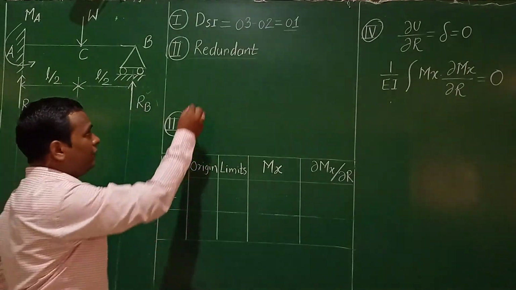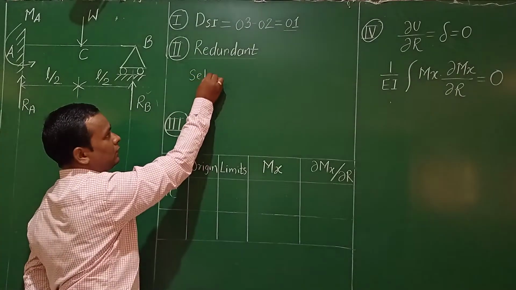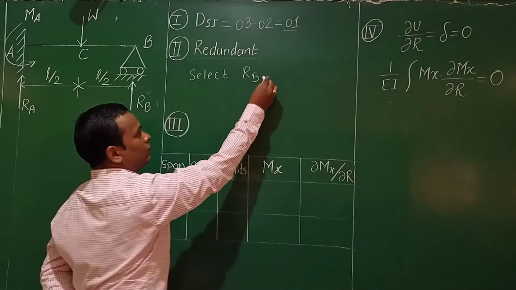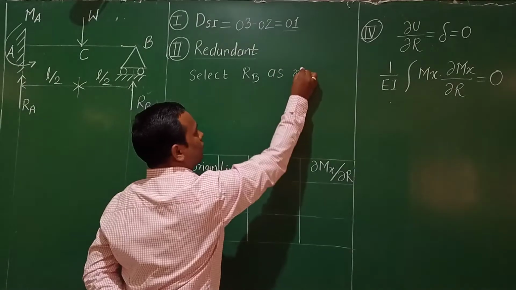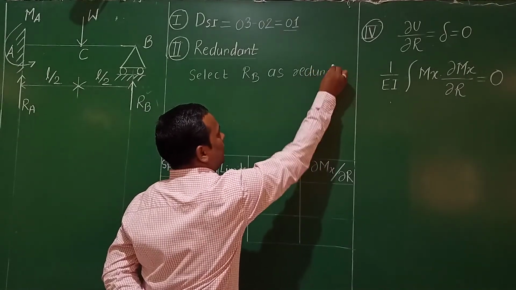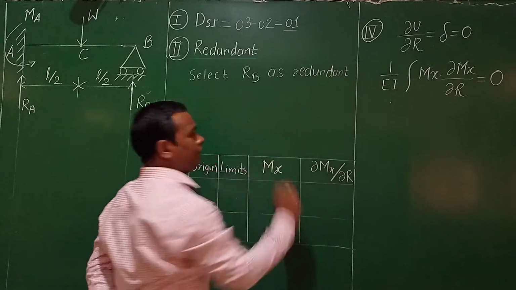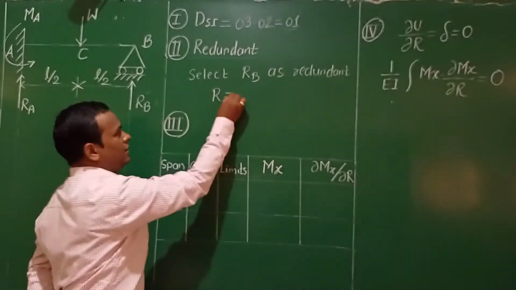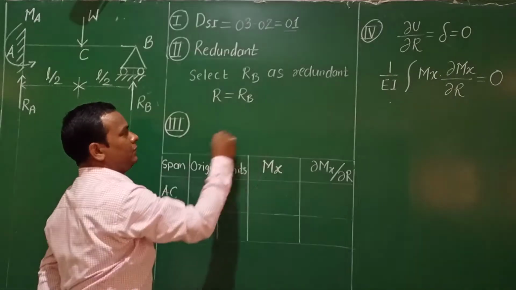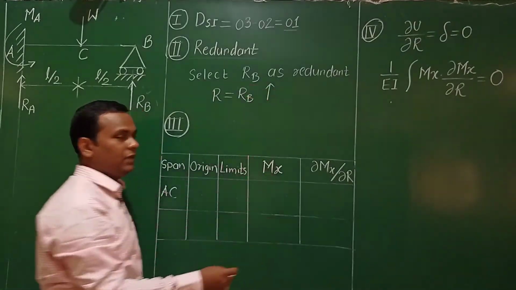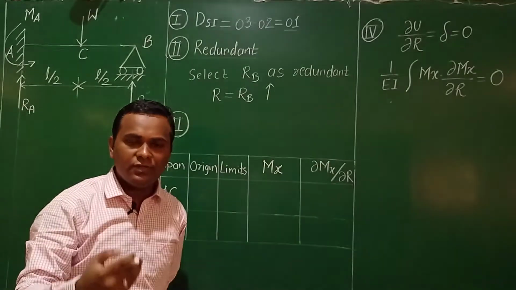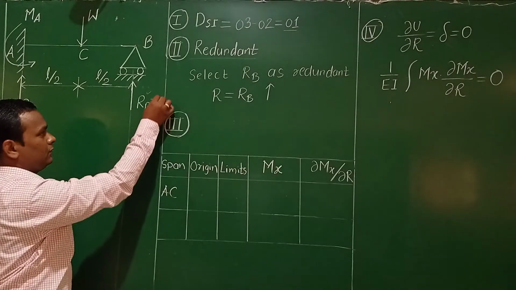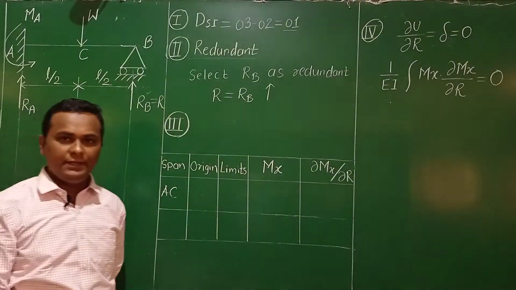Okay, so first of all we will select RB as redundant. Therefore, redundant is equal to RB. Now we know that it is upward. So afterwards, instead of using RB, we'll use the term R. So in this diagram also, we can say it is R.